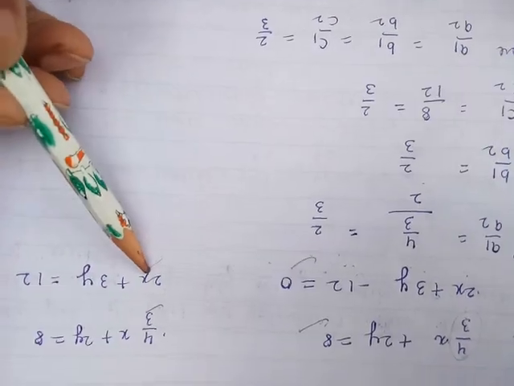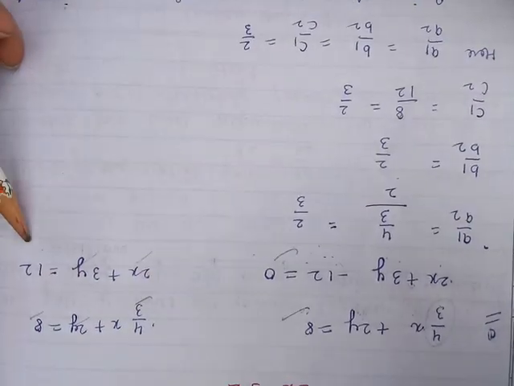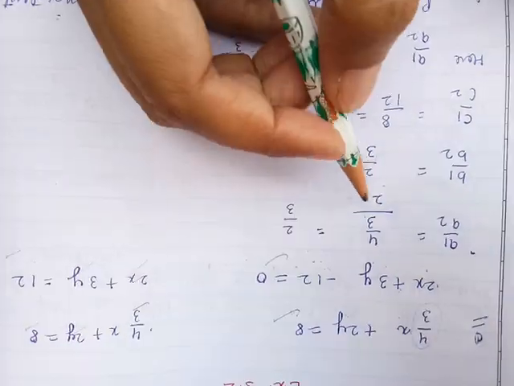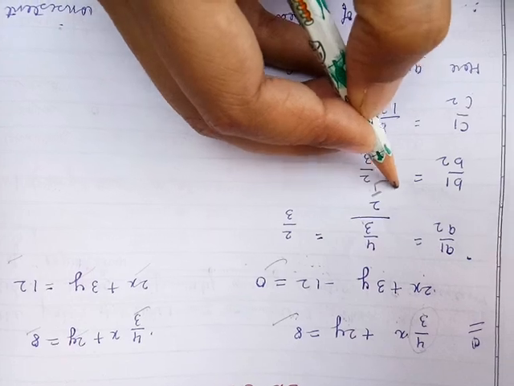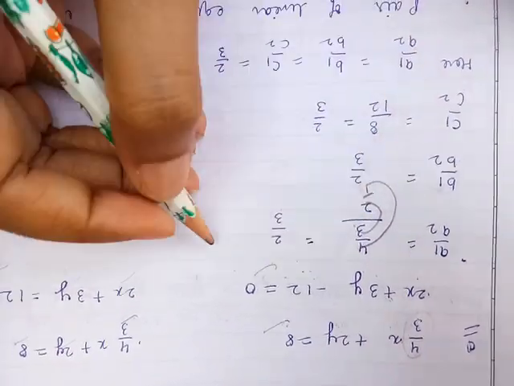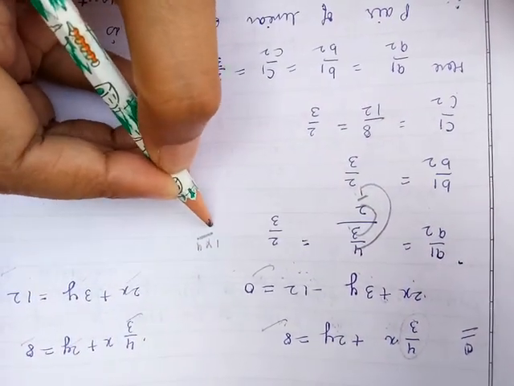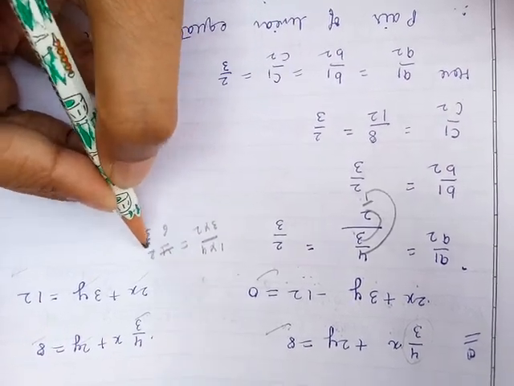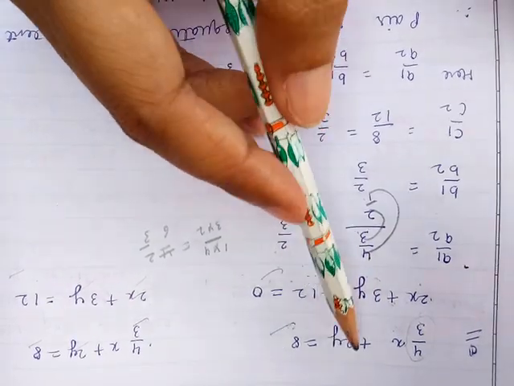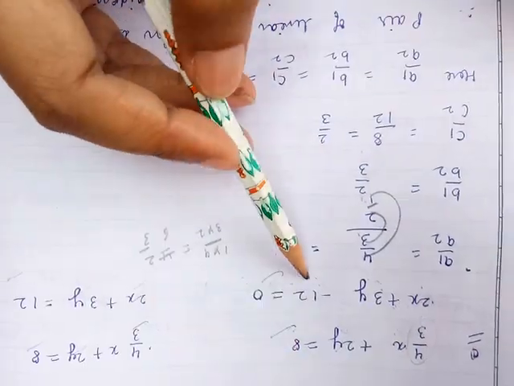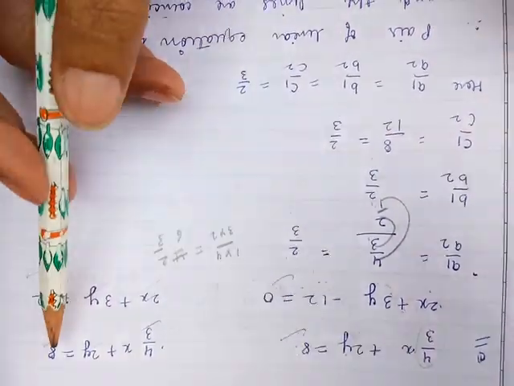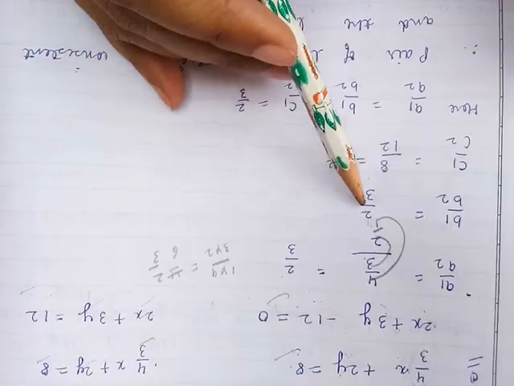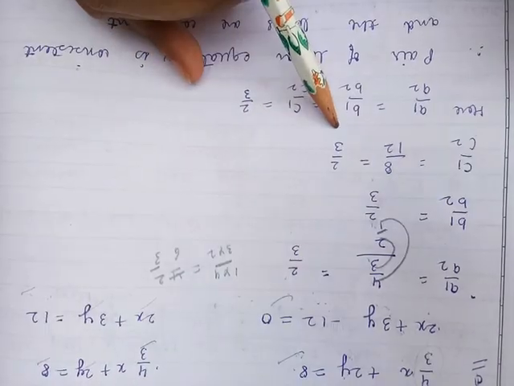This one a1 a2, b1 b2, c1 c2. Now a1 upon a2 means 4 upon 3 upon 2. Upon 2 nothing is there, it means 1. So 1 into 4 upon 3 into 2, so that is 4 upon 6. When you cancel, 2 upon 3. b1 upon b2 means 2 upon 3. And c1 upon c2 means 8 upon 12, because minus 12 this side you transpose, it will be 12. So 8 upon 12 it will be 2 by 3.